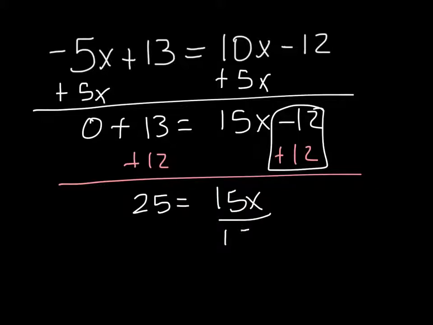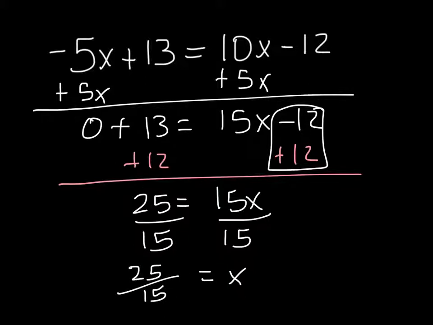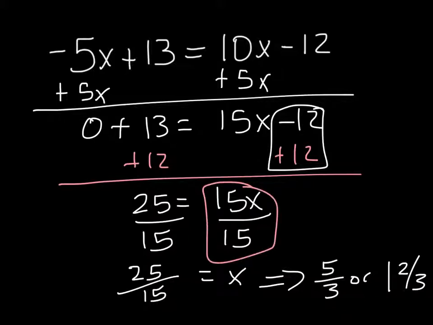So now when I divide by 15, I get that x is equal to 25 over 15, which is equivalent to 5 over 3, or 1 2/3. So in this particular case, x is equal to a mixed number or an improper fraction, however you want to think of it. And that's something that's important to remember, there's no requirement that x is a whole number.